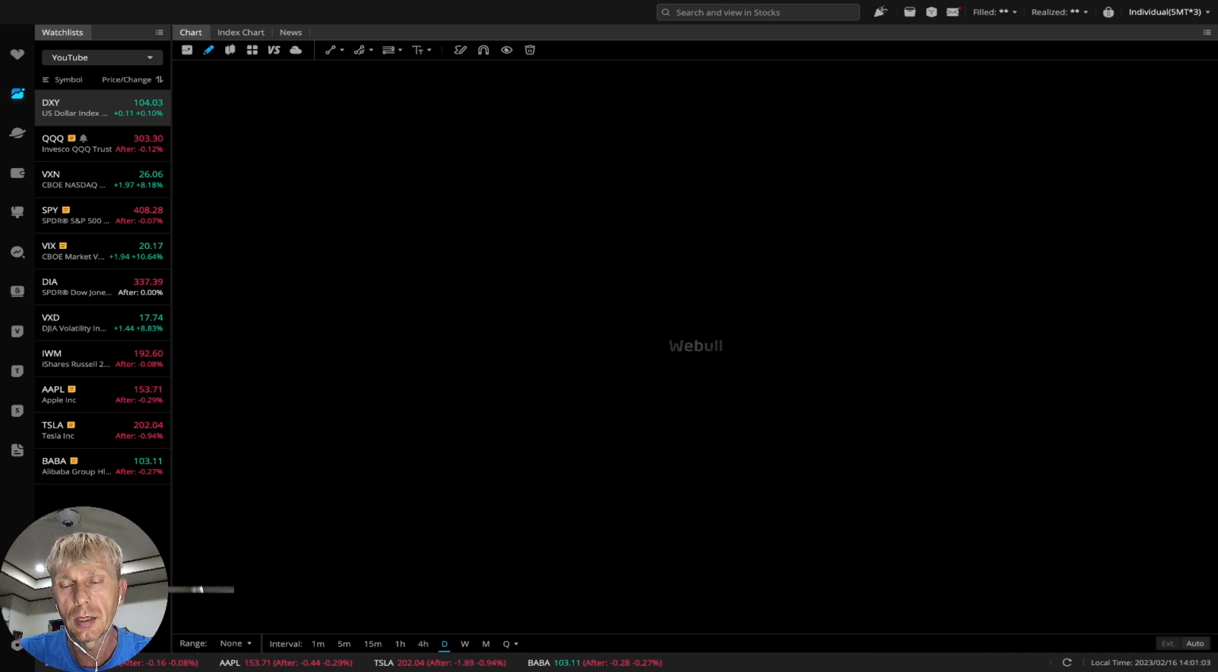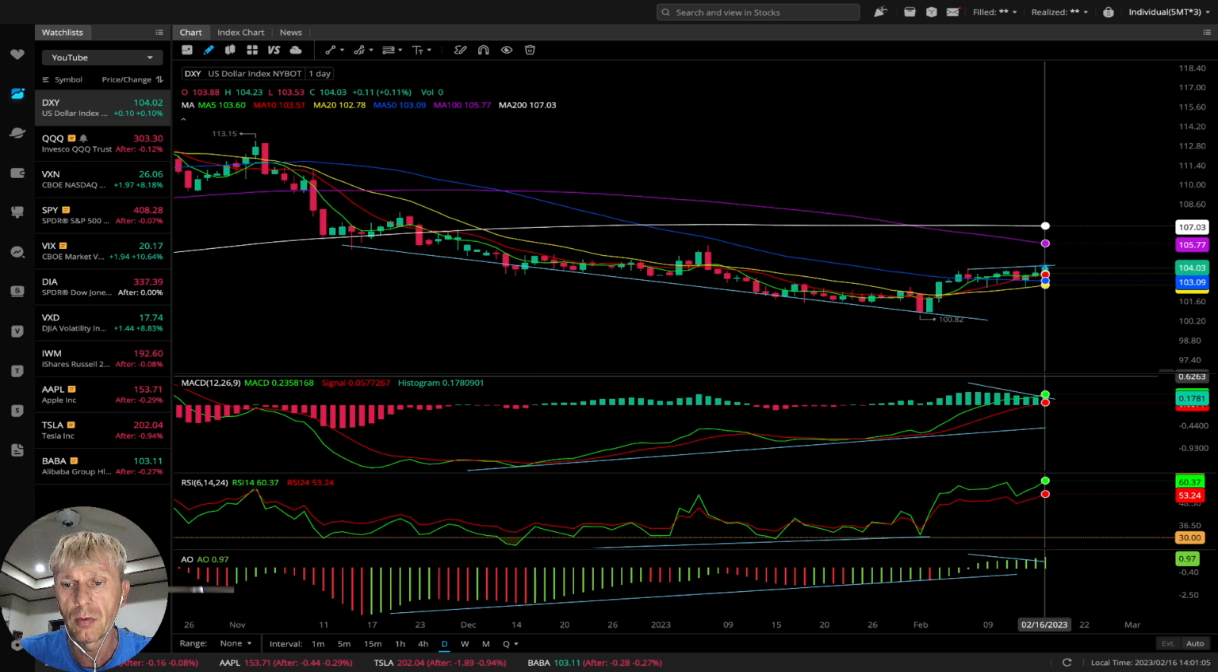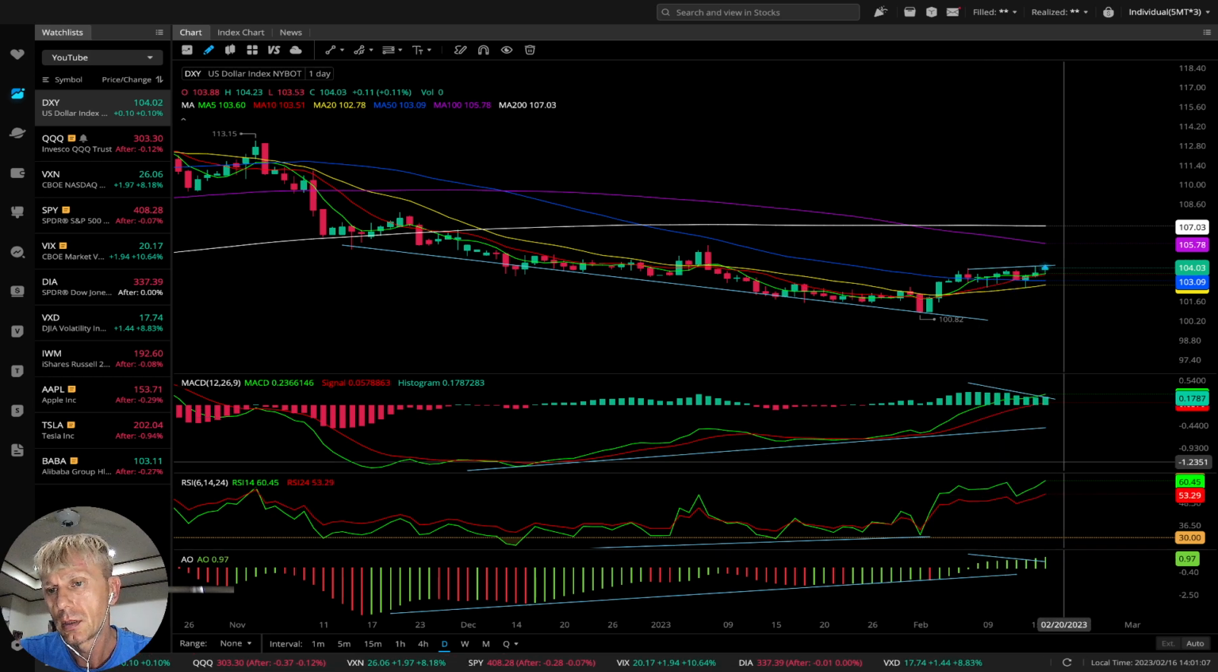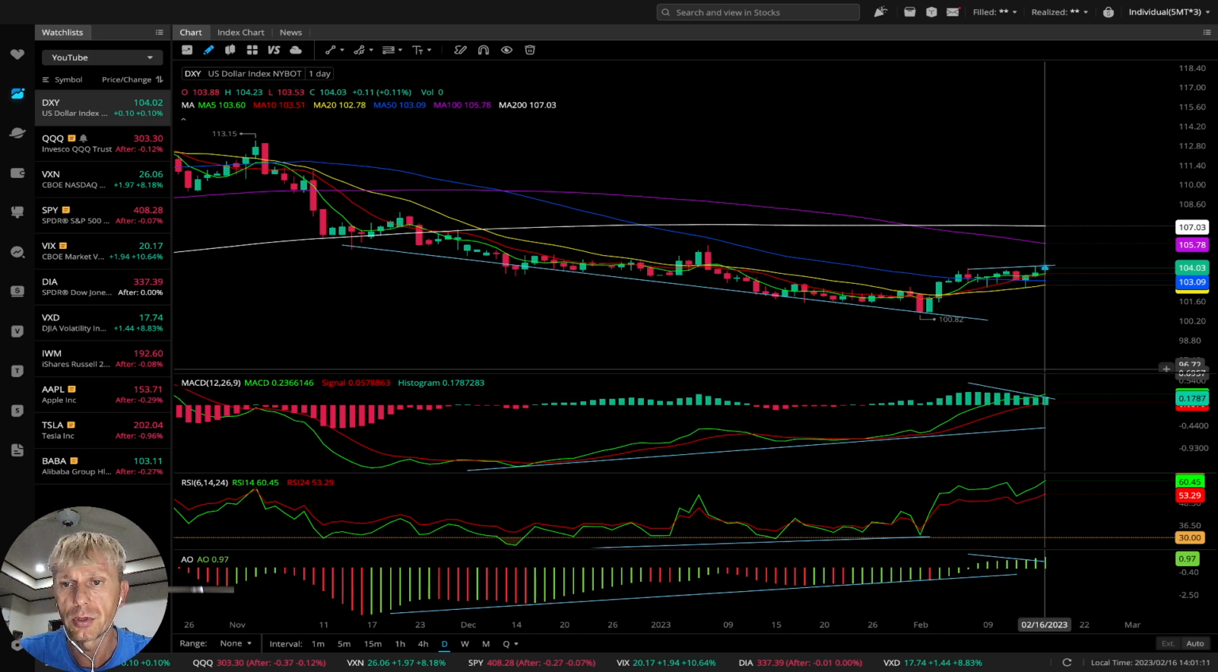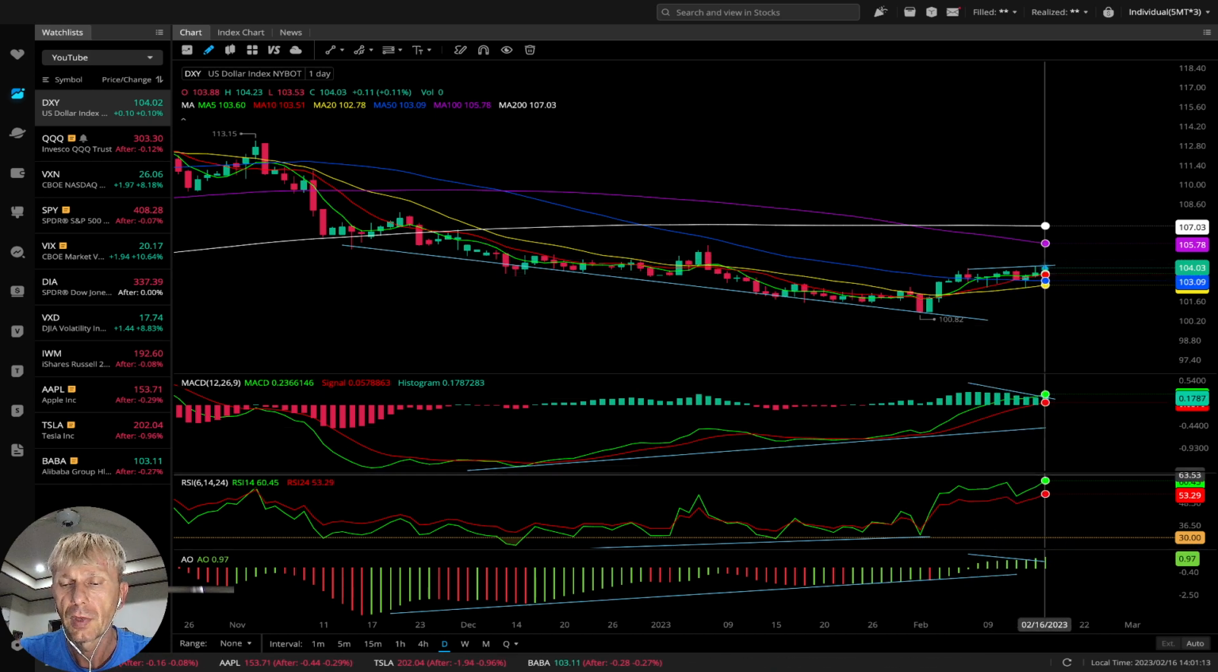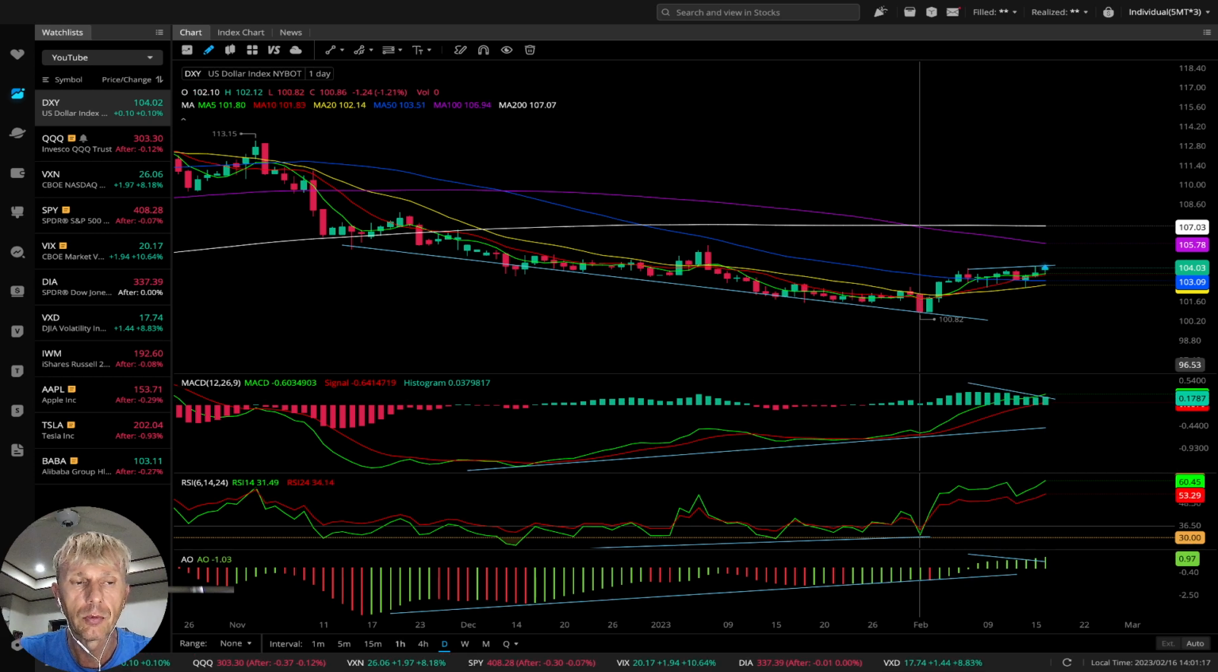On daily, it has the opposite. It has bullish divergences, and actually, yeah, on the histogram bearish divergences also. On daily, bullish trend. Okay, let's move to 1 hour.